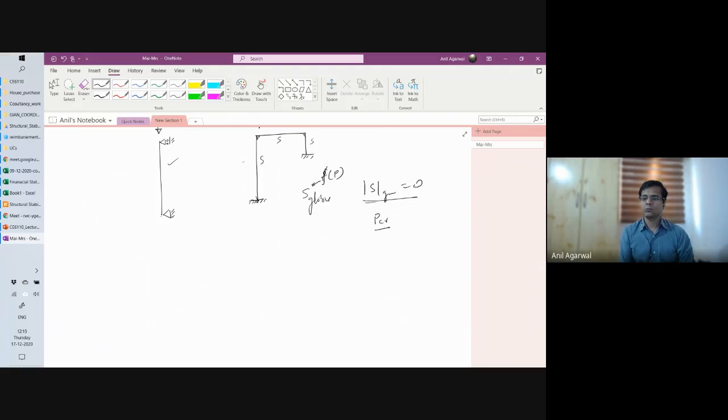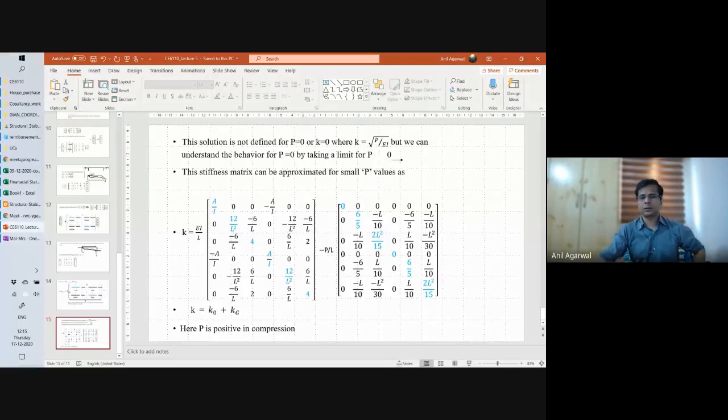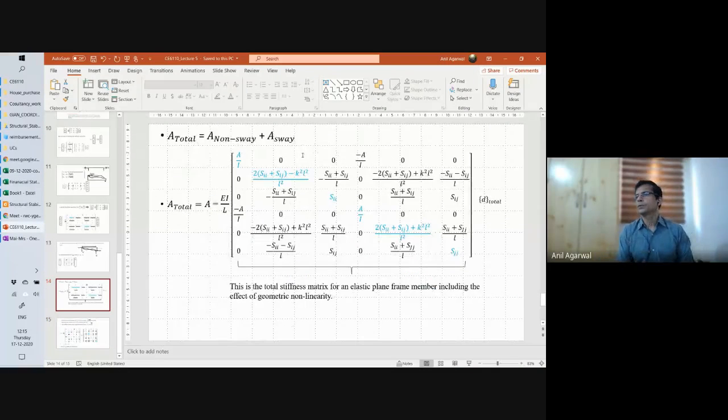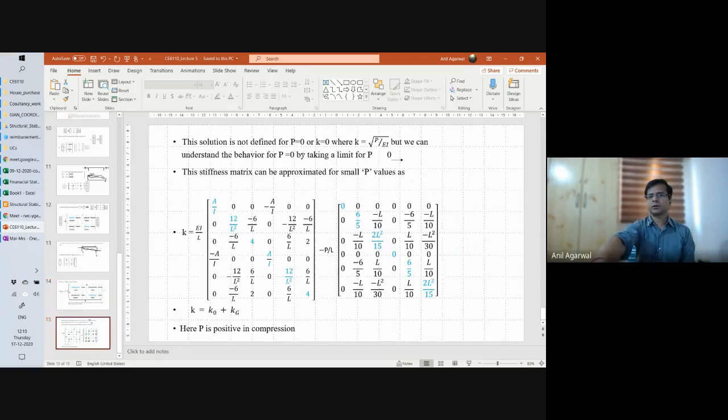Most of the software, especially for design, I'm not talking about software used for FEM, but SAP2000, STAAD and most of these, basically use this stiffness matrix, either this one or the previous one. There is always a switch you have to turn on to do a geometric nonlinear analysis, and they use either this matrix or this matrix. All right.